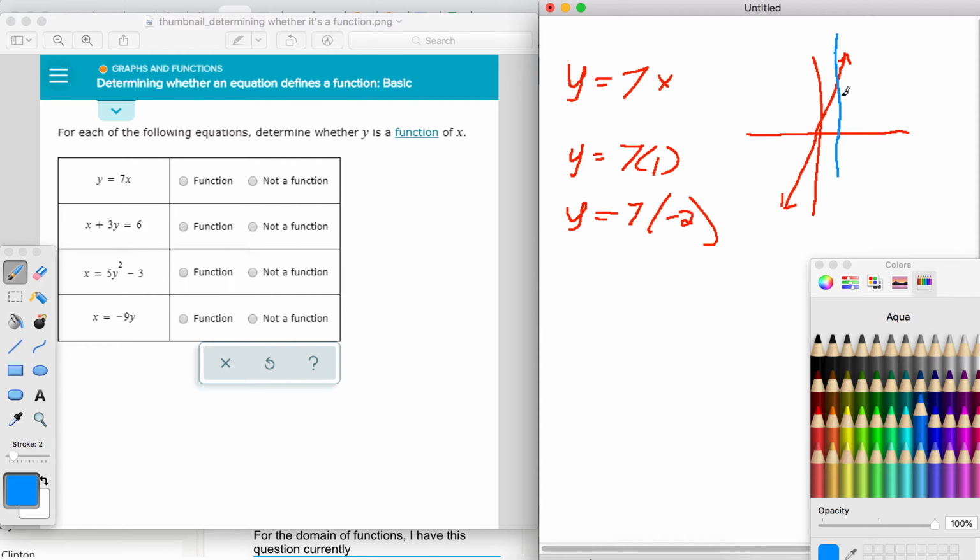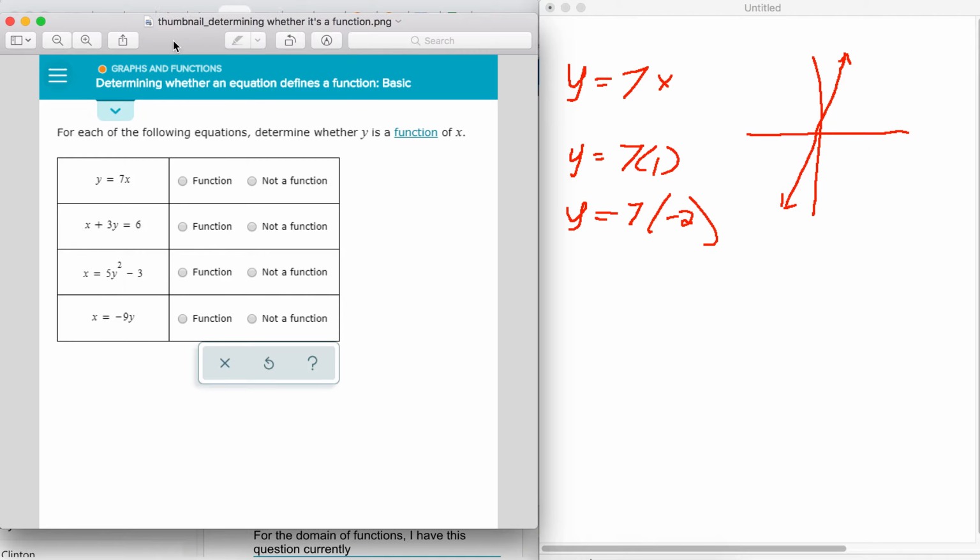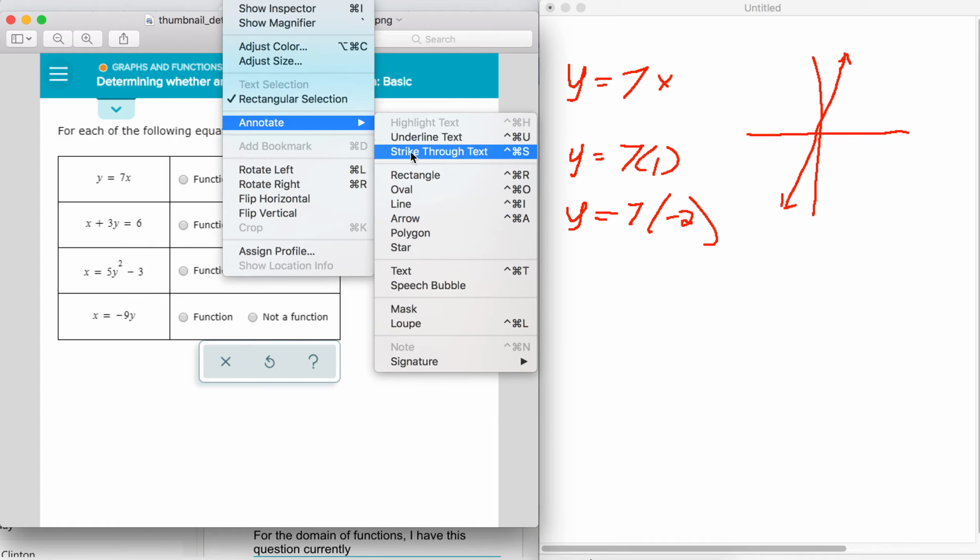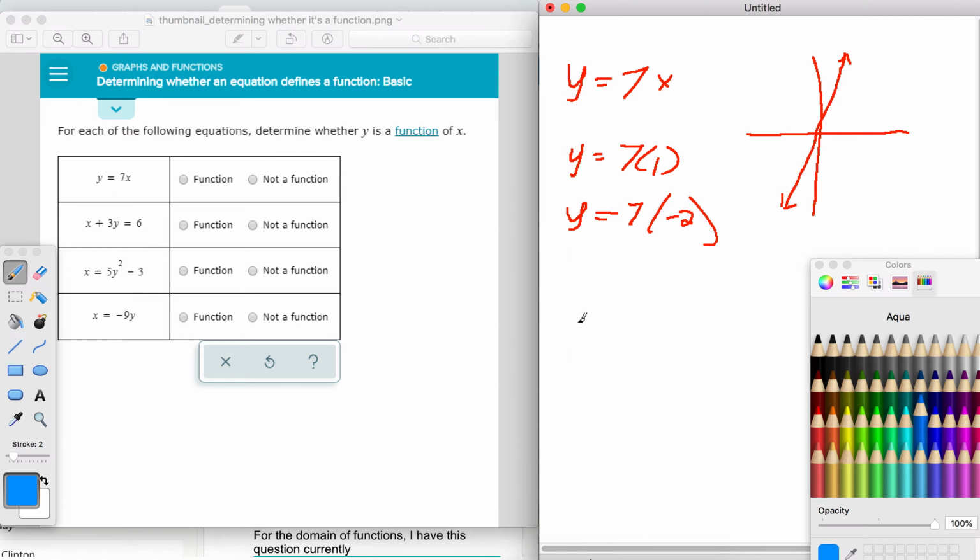Okay, so if you draw a vertical line there, it only touches that red line once. Vertical line here only touches one place. Vertical line here. You can't imagine a vertical line that touches more than one place. So this is a function, okay? There should be a way to choose that one.